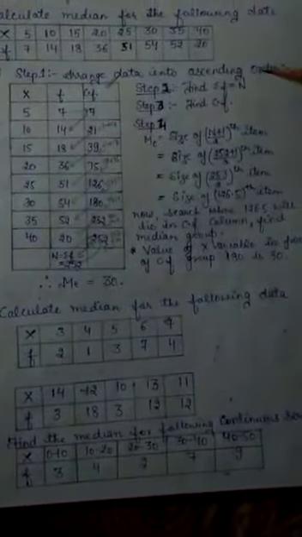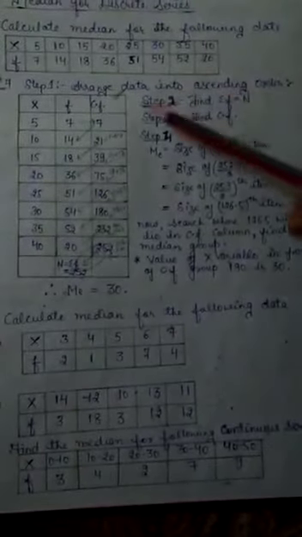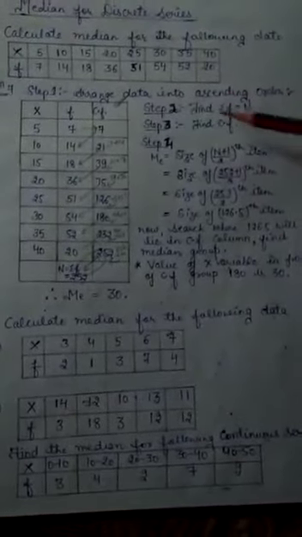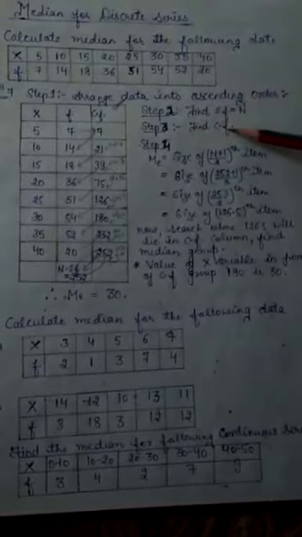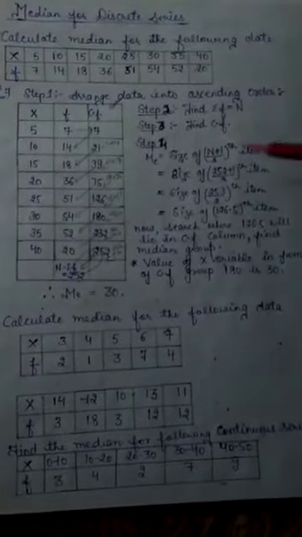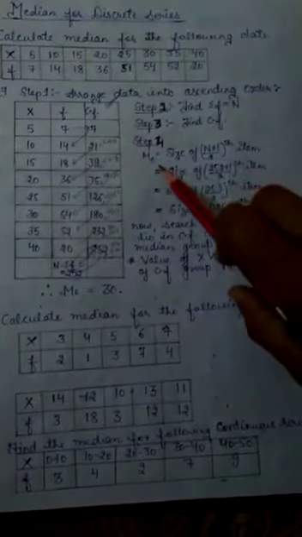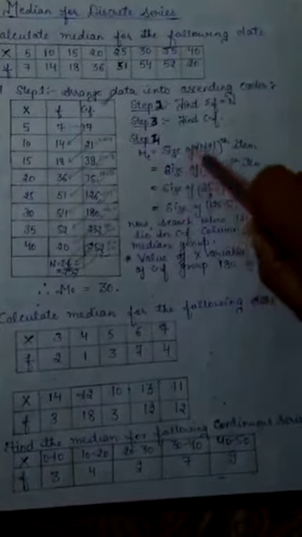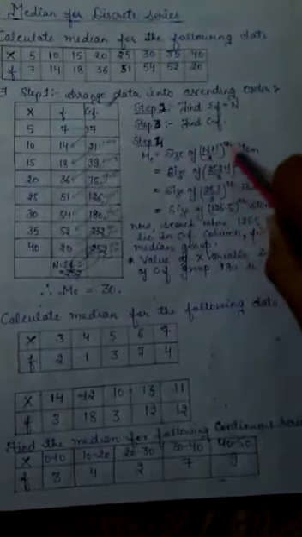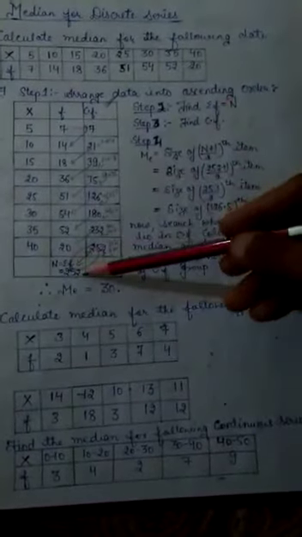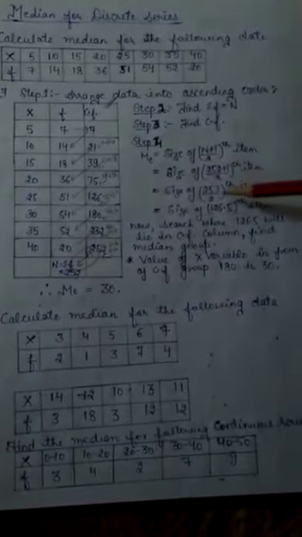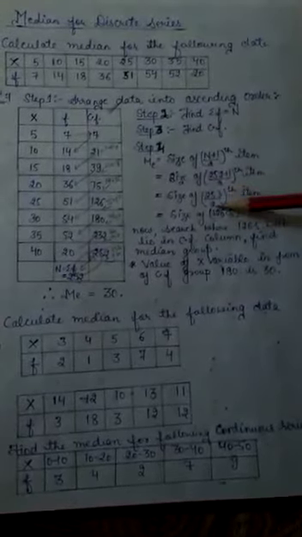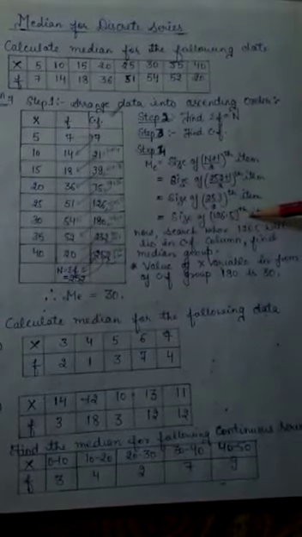Now the third step: first you have arranged, it was already there. Then you have to find sigma f, you have already the total. Then CF you have found. Now this is the formula which you will use for discrete series: size of (n plus 1) by 2th item. So here N is 252, you put here 252, you will get 252 plus 1, you will get 253. 253 divided by 2, you will get 126.5.